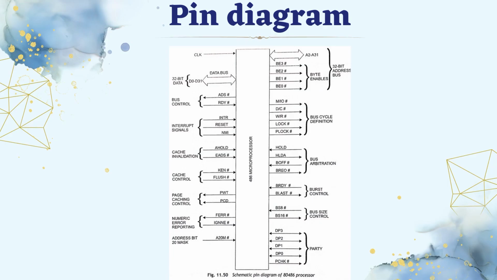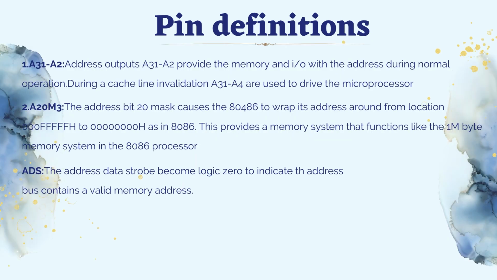Here is the pin diagram for the Intel 80486. Pin definition: A31 to A2, address outputs. A31 to A2 provide the memory and input-output with the address during normal operation. During a cache line invalidation, A31 to A4 are used to drive the microprocessor. A20M#, the address bit 20 mask, causes the 80486 to wrap its address around from location 1M as in the 8086. This provides a memory system that functions like the 1M byte.